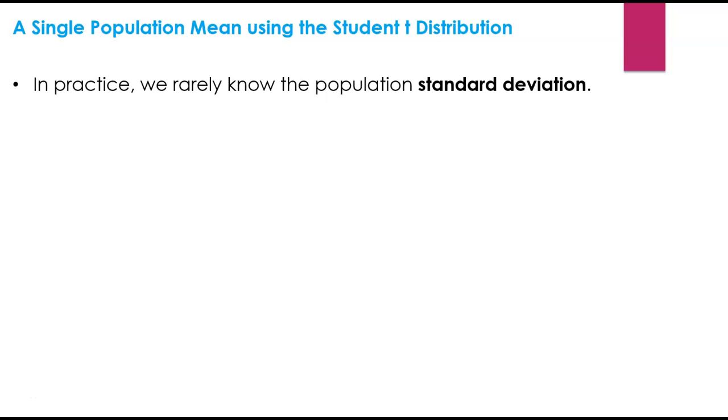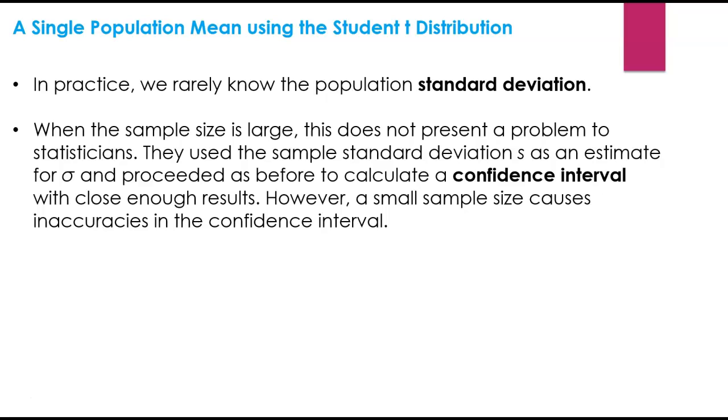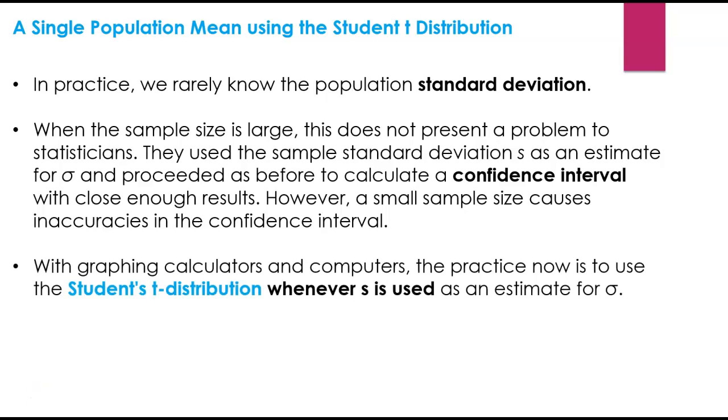In practice, we rarely know the population standard deviation. When the sample size is large, this doesn't represent a problem to statisticians. They use the sample standard deviation S as an estimate for sigma and proceed as before to calculate a confidence interval with close enough results. However, a small sample size causes inaccuracies in this confidence interval. With graphing calculators and computers, the practice now is to use the student's t-distribution whenever S is used as an estimate for sigma, instead of the normal distribution.